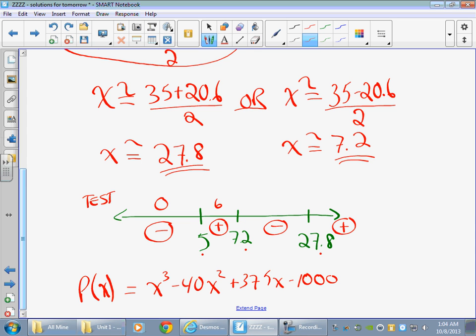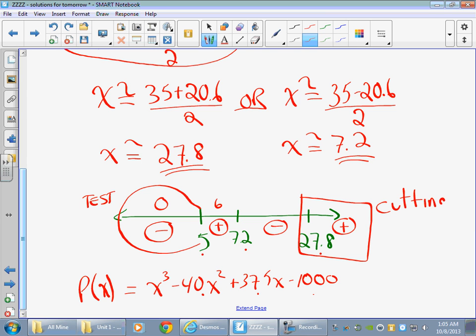Looking at the groups on either side, test a value over here. I tested 0: 0 minus 0 plus 0 minus 1,000 gives me a negative. Tested 6 here, found that I got a positive. I tested 10 here and found that I got negative, and tested like a billion out here and found that I got a positive value. But again, we want to recognize what this means. This means we're cutting almost 28 centimeters from each side, or from each corner.